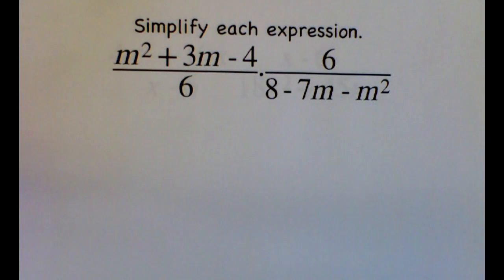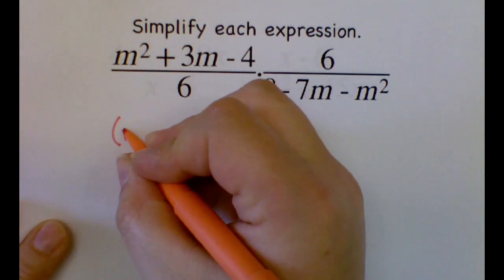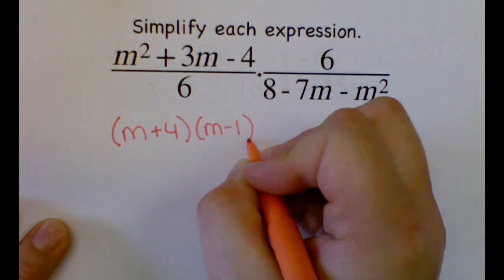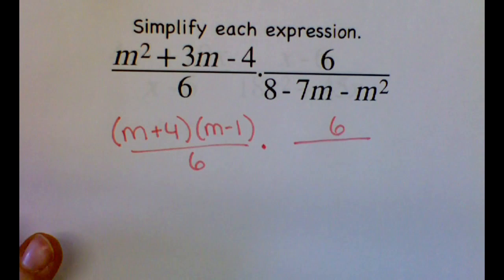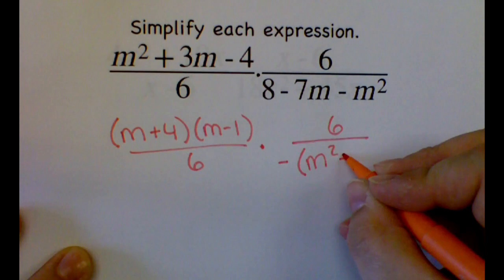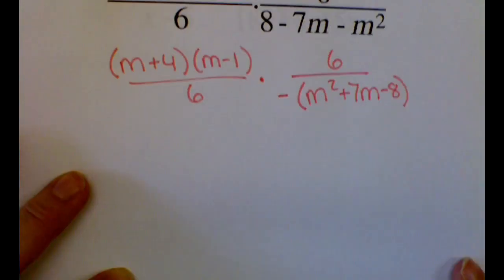And now into multiplying. When you're multiplying two rational expressions, you want to start by factoring everything. Factor every single thing that you possibly can. So I'll factor this first numerator. I get m plus 4 times m minus 1 over 6 times 6 over, I would start this second one by taking out a negative 1 because that makes it m squared plus 7m minus 8. Now I can factor that.